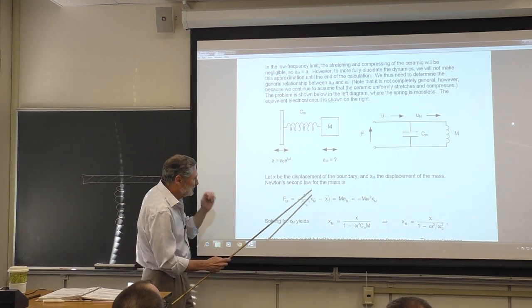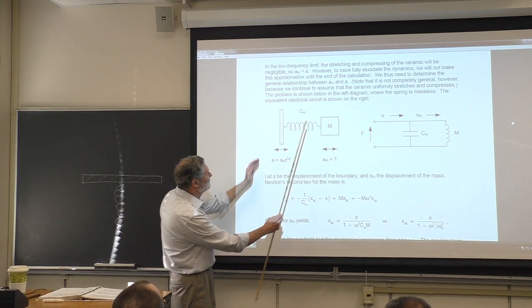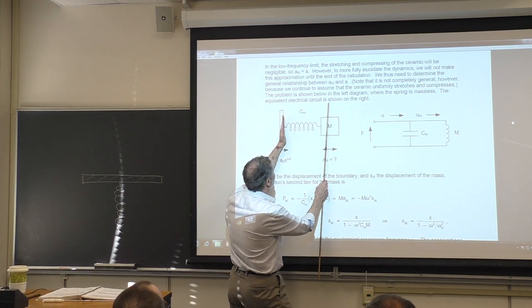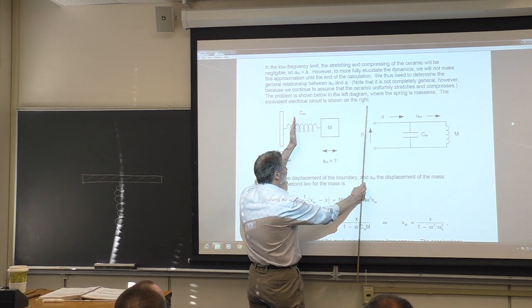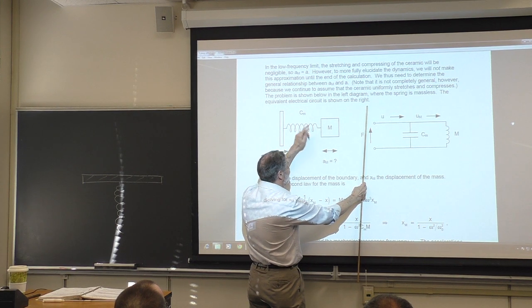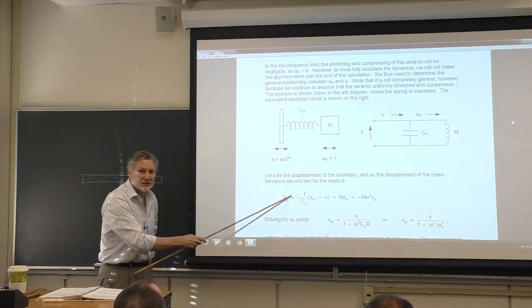Well, so here's how I do it. Suppose xm is greater than x. So we have a situation here where this is moved over here, but this is moved farther. Which way is the force on the spring? Which direction is the force of the spring on the mass? It's this way. So that's why I got the minus sign there.